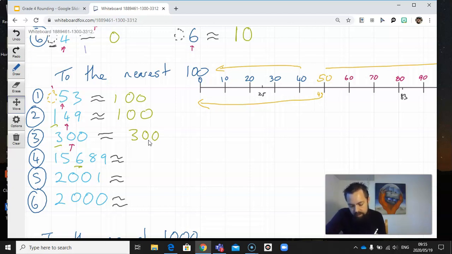Next one, we're rounding to the hundreds. We look at the 10s. 8 goes up, so that becomes a 7. So our hundreds is 7. Everything afterwards is 0. Everything before stays the same.